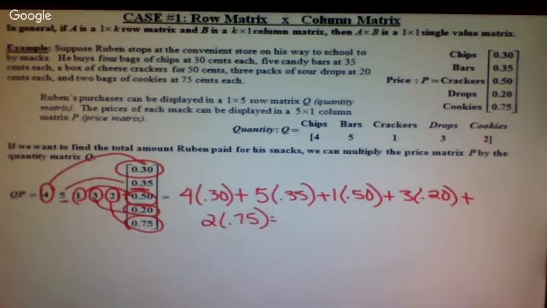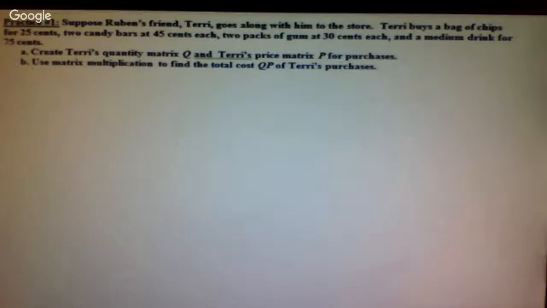What'd you get, Lewis? Good. Ruben spent $5.55. I got that. Questions? Okay. So let's practice. We're going to have to make the matrices here and then multiply.